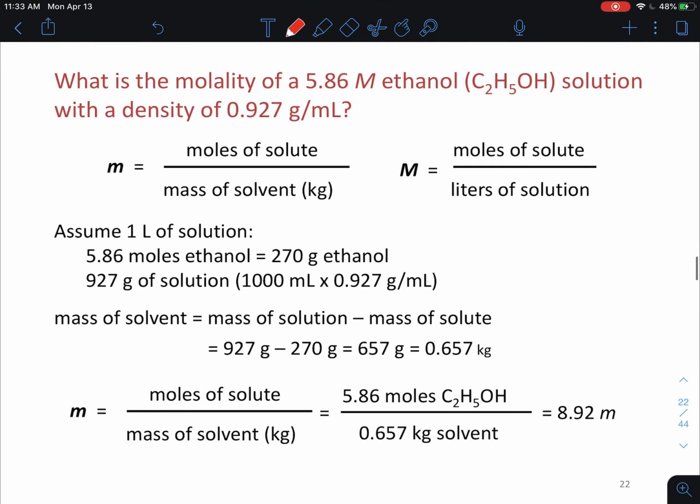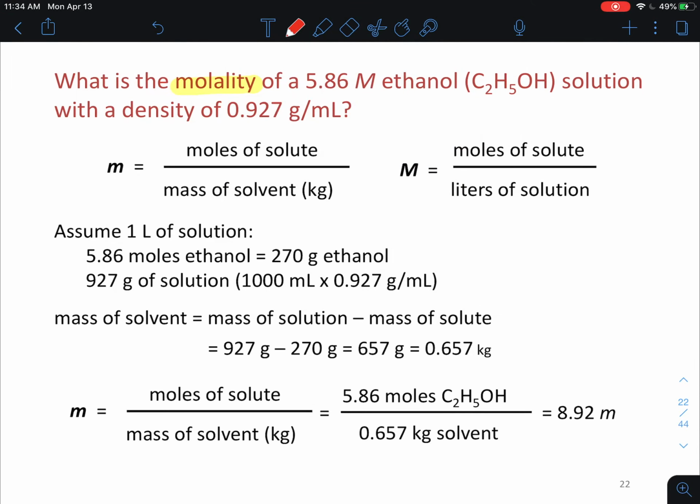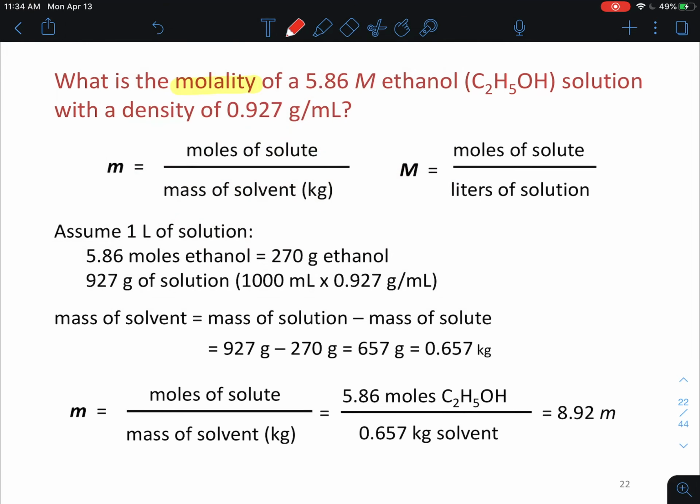Okay, so like I said, our goal is to be able to fairly easily convert from molarity to molality. So you can see in this case, they're asking us to solve for the molality. So now here, what is the molality of a 5.86 molar ethanol, C2H5OH solution with a density of 0.927 grams per milliliter? So we understand this is what we want.